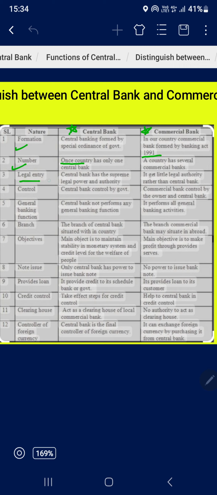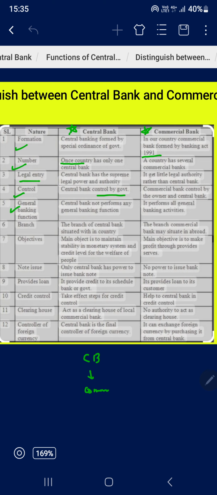Talking about legal entry, central bank is the supreme legal power and authority. But when we speak about the commercial banks, they have little legal authority. All the power is vested with the central bank, and central bank issues guidelines as to how the commercial banks are supposed to function. Regarding the fourth point, it comes from the third point. The central bank is controlled by the government. Talking about the commercial banks, we've studied the structure of the banking system. We have the central bank, then we have the commercial banks. So we can say that the commercial banks are controlled by the central bank.